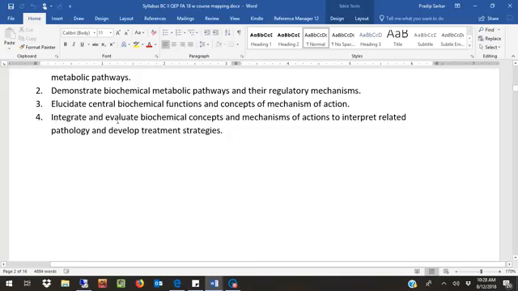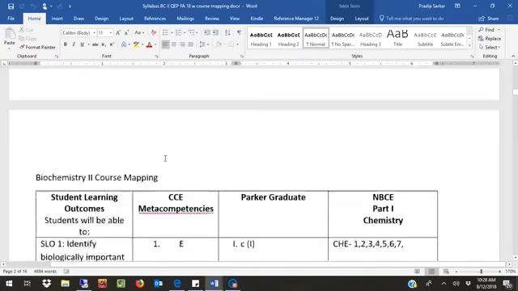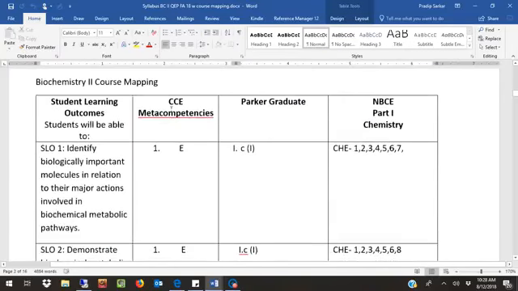You should be able to evaluate the biochemical concept and mechanisms of action, and you should be able to interpret what to do, how it is linked with the pathology, and how to develop your treatment strategy. All these things are important. That's how.